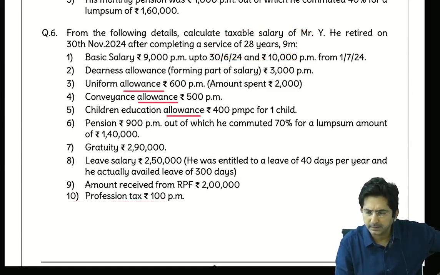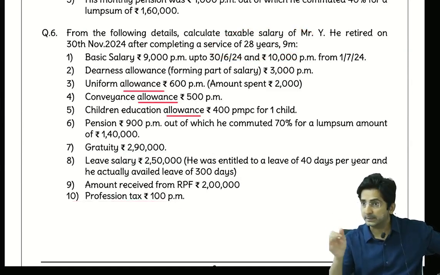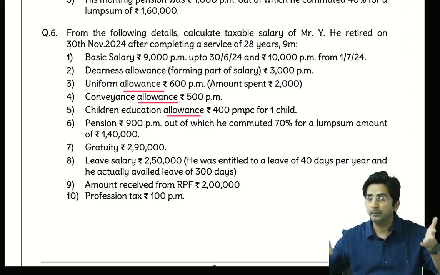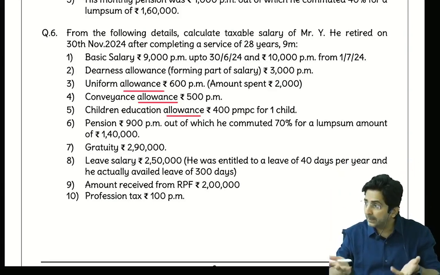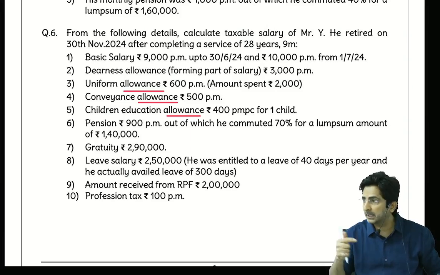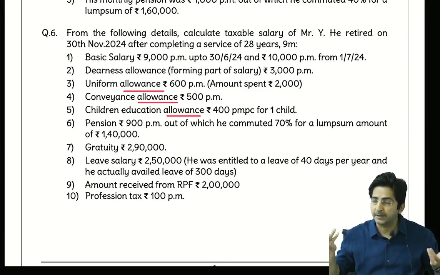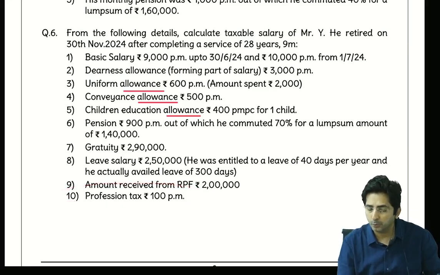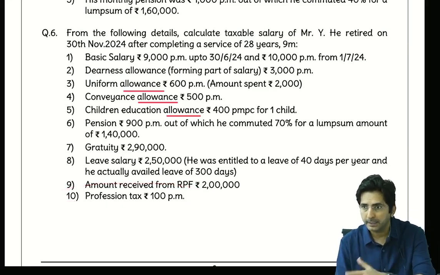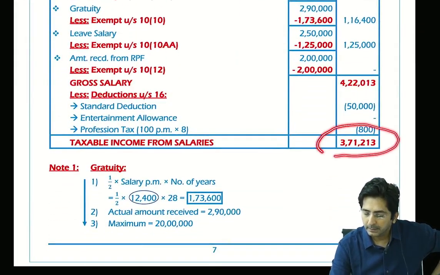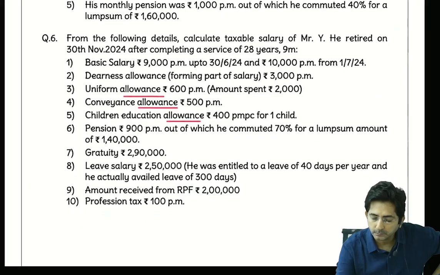What about profession tax? This is not my income, this is my expenditure. This you will minus at the end. See, in the question when they give incomes, we keep adding in the list. But when they give expenses, you have to minus them as deduction under section 16. But you can minus only profession tax. For other expenses, we have a standard deduction of 50,000. Profession tax we can minus: 100 into 8 comes to 800. So accordingly, what is the final answer? 3,71,213. Getting?